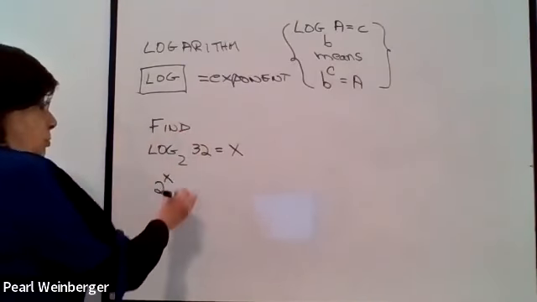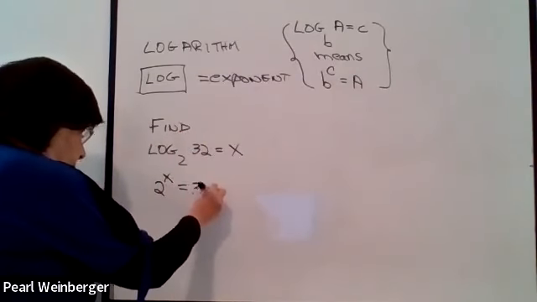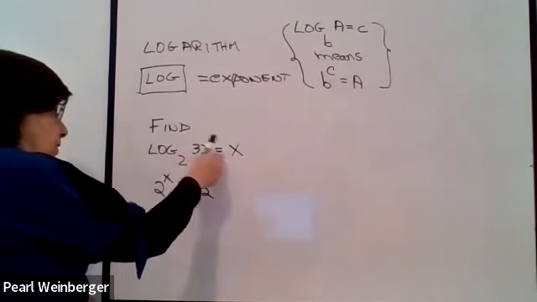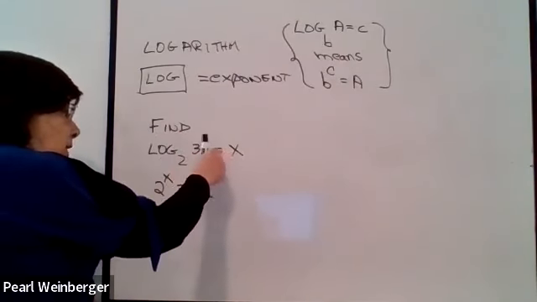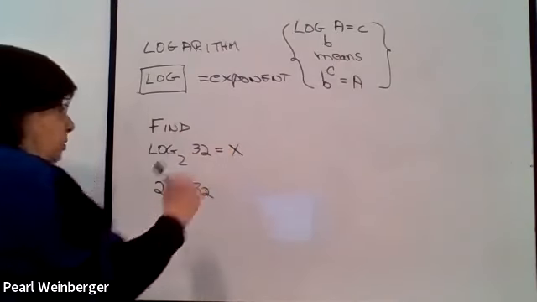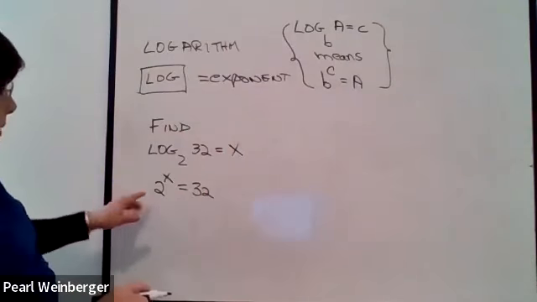So this is saying 2 to the x is equal to this number over here, the 32. Remember, there are always going to be these 3 numbers: the base, the number, and on the other side, the number that's equal to the log or exponent.